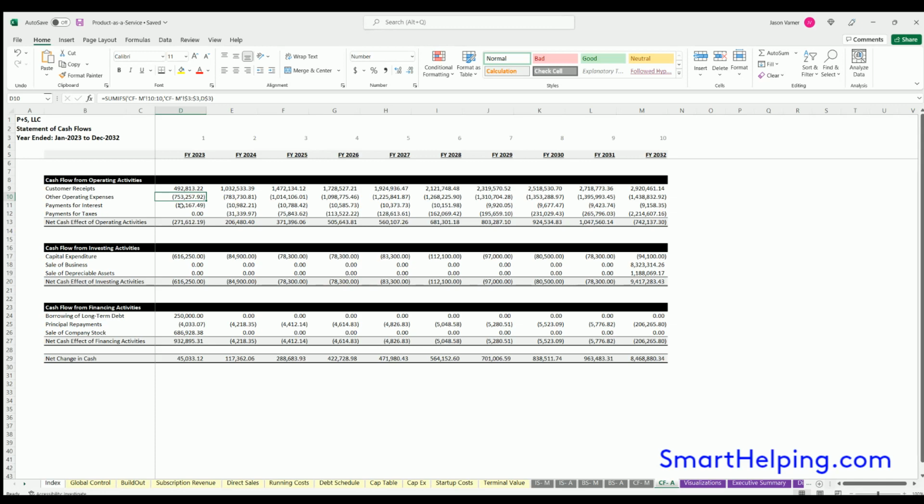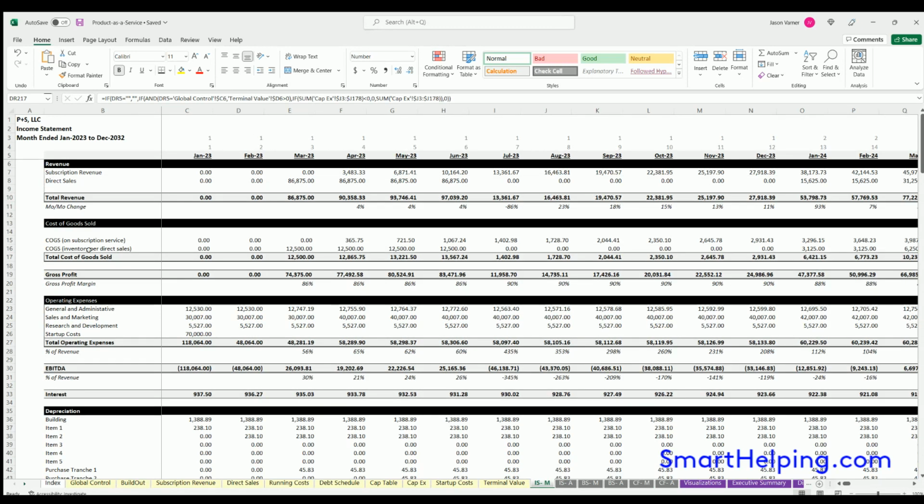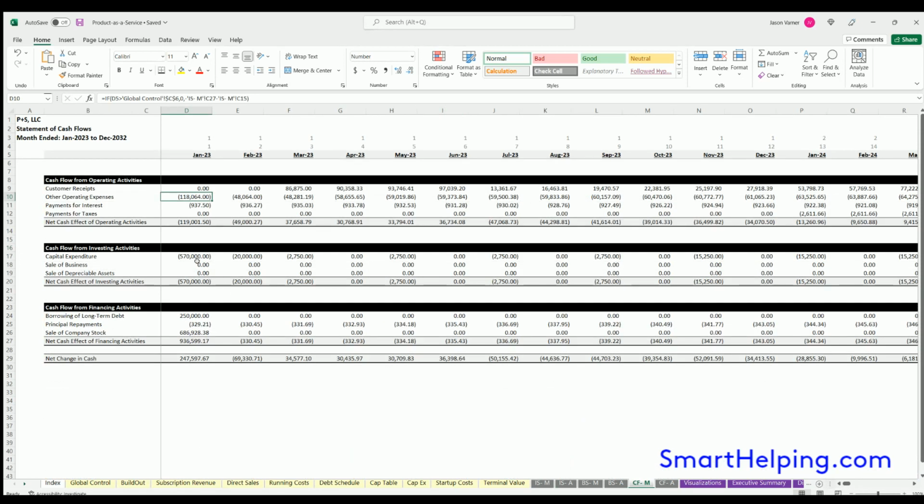And so other OPEX in this case is summing up. If you look on the monthly, it's summing up row 27 and 15 from the income statement, which is the subscription cost of goods sold and the total OPEX, but it's not summing up these direct costs of goods sold for selling things because those costs are actually going to hit in this row here, and you don't want to double count.